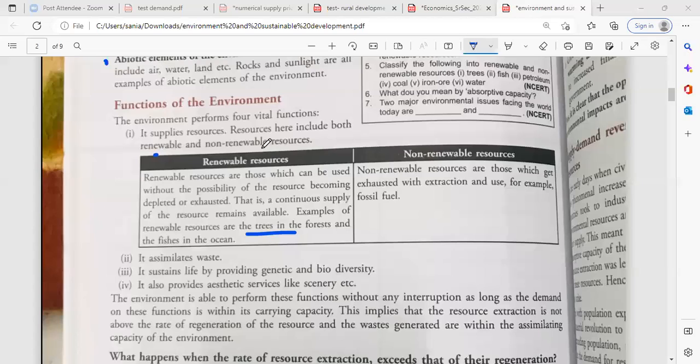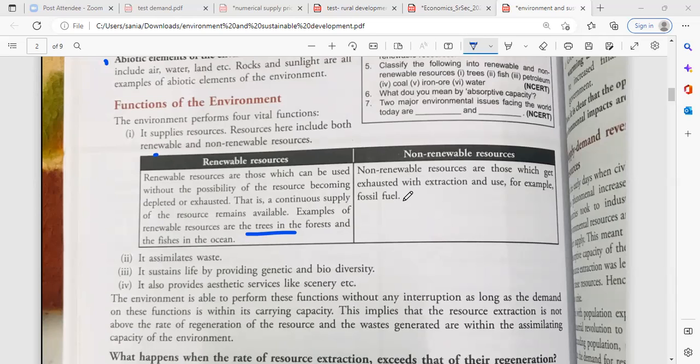What is the difference between renewable resource and non-renewable resource? Renewable resources are those which can be used without the possibility of the resource becoming depleted or exhausted. So renewable are those resources which you can use without thinking that they will be depleted. Examples of renewable resources are the trees in the forest and the fishes in the ocean.